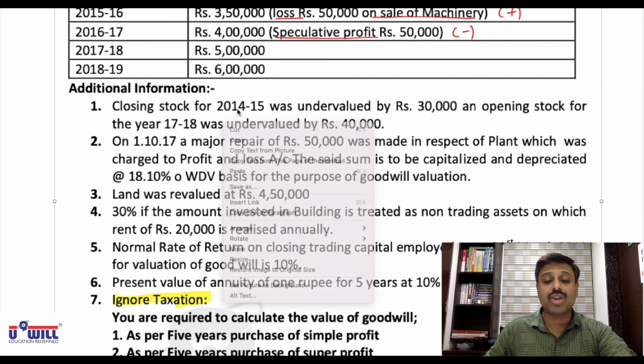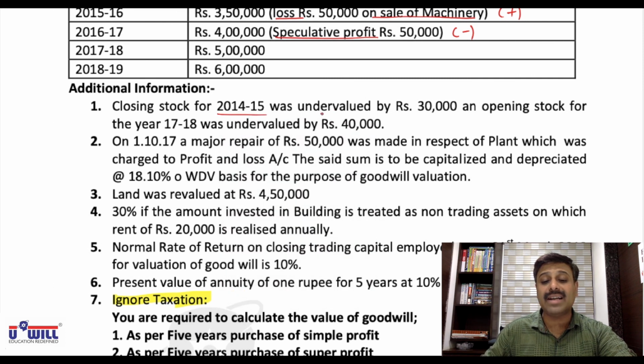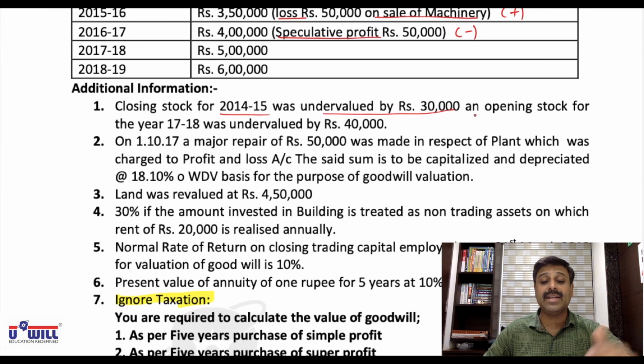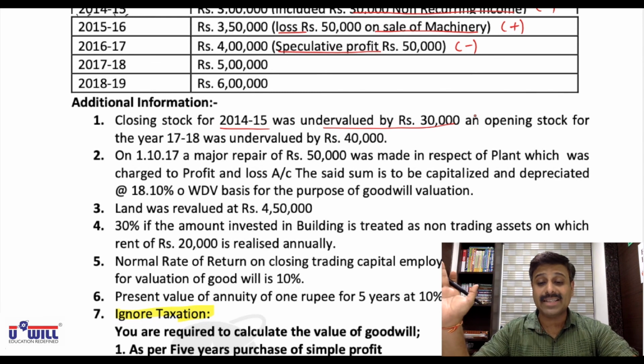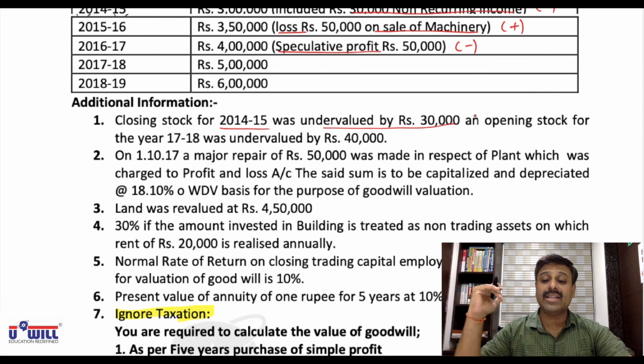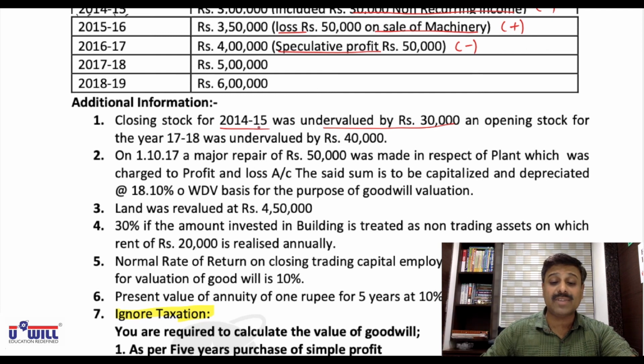Now, closing stock of 2014 to 15 was undervalued by 30,000. You all can make that rough working on your own. Now I'm explaining it orally only. Closing stock comes on the credit side. Credit side undervalued means we have taken less. So on the credit side, if you take the original value which is more, the profits will increase.